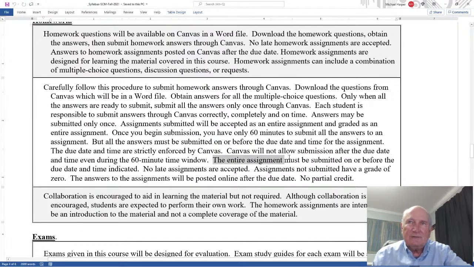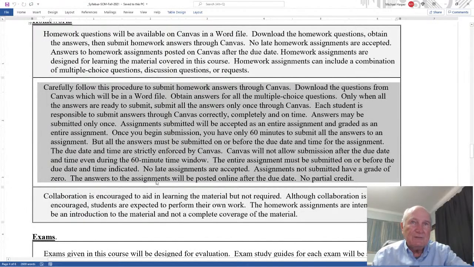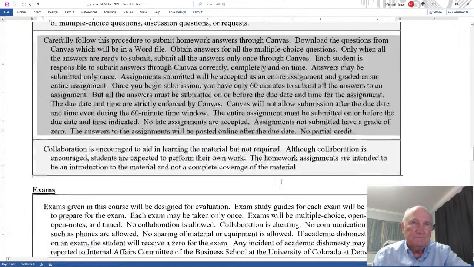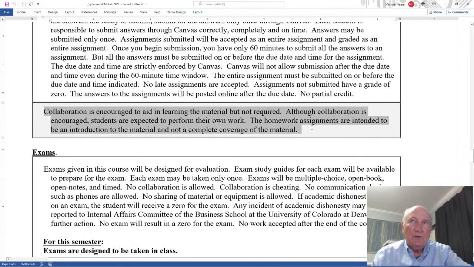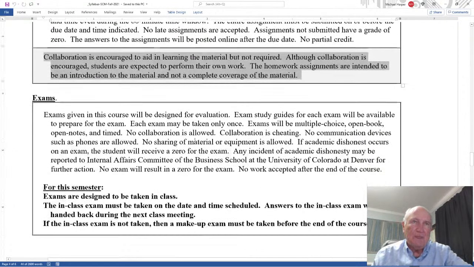Okay, the entire assignment must be submitted on or before the due date and time indicated. No late assignments accepted. Assignments not submitted have a grade of 0, and the answers to the assignments will be posted online. Collaboration is encouraged to aid in learning, but not required. Although collaboration is encouraged, students are expected to perform their own work. The homework assignments are intended to be an introduction to the material and not a complete coverage of the material.